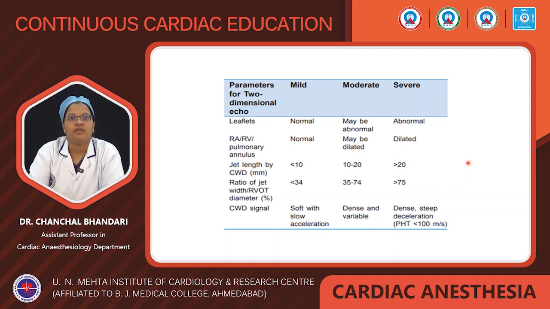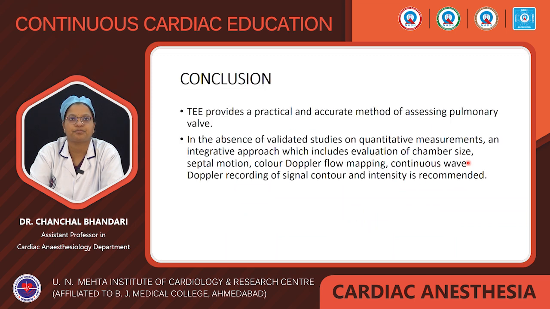And the ratio of jet width to RVOT diameter less than 34% is mild, 35 to 74% is moderate, and severe is above 75%. On the continuous wave Doppler signal, mild will be soft with slow deceleration. In moderate, it will be dense and variable. But dense signals with steep deceleration indicate severe pulmonary regurgitation.